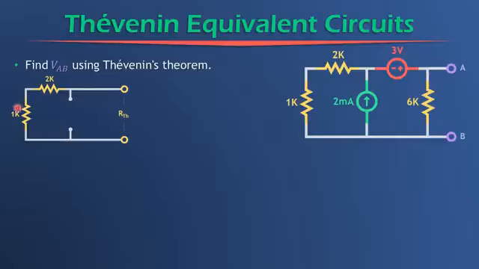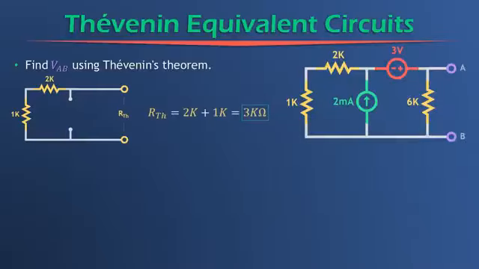In this new circuit over here, well, what have we done? Well, we've removed the load resistor of 6K, and that's the load resistor because AB is across it. And then we've short-circuited our 3-volt voltage source, and we've open-circuited our 2 milliamp current source. And now all we have to do is find the equivalent resistance of this new circuit looking in from these terminals. So we get an equivalent resistance of 3 kiloohms.